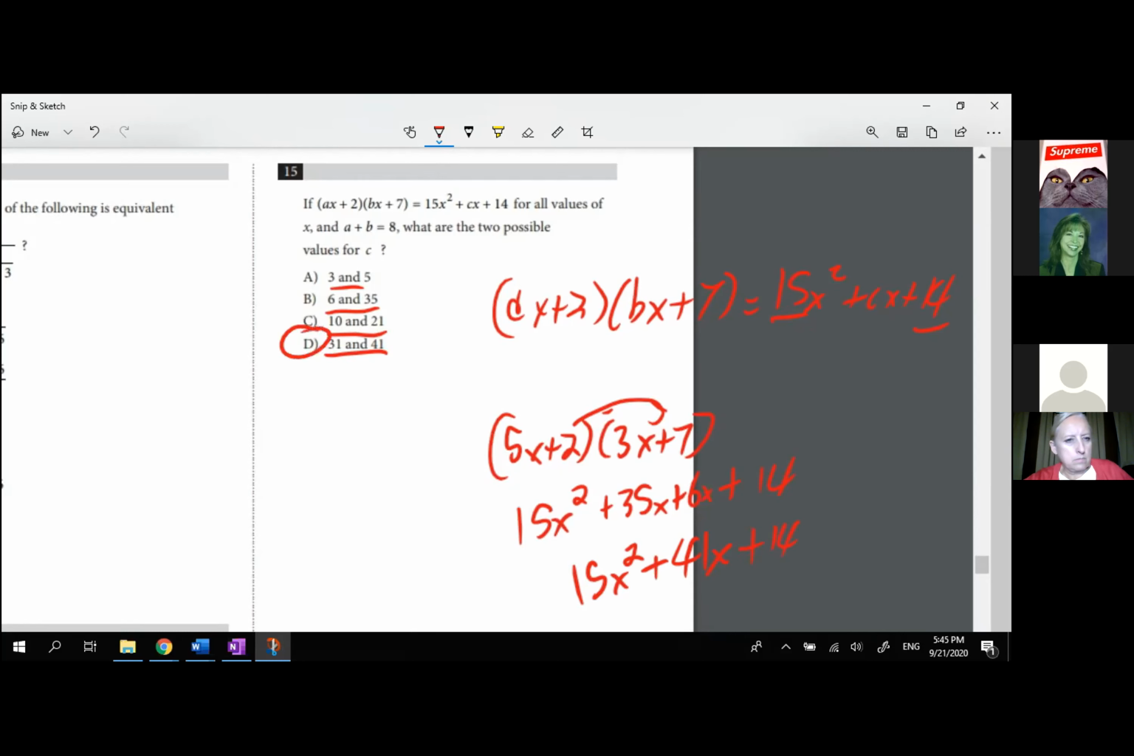Now, if we wanted to find the other answer, what we would have to do is flip what we define our A and B as, which I know is kind of confusing. Let me draw it out for you.